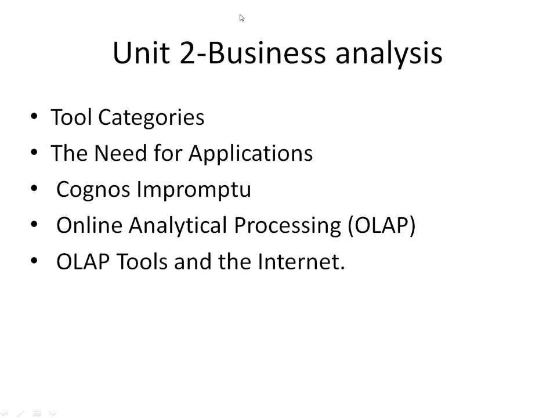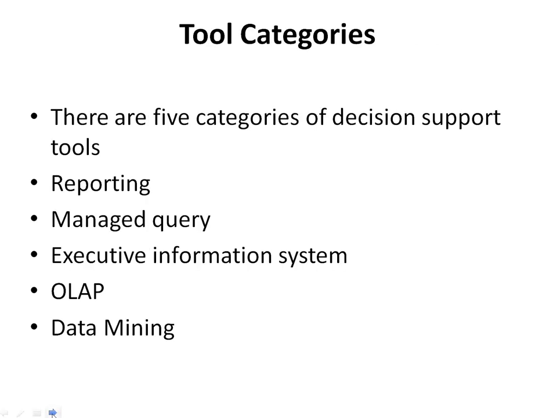Students, today we are discussing data warehousing Unit 2 in business analysis. In business analysis, we have the tool categories, the need for application, Cognos Impromptu importance, and online analytical processing, online tools, and the internet. These are the topics we discussed. And tool categories, that are the five categories of decision support tools.